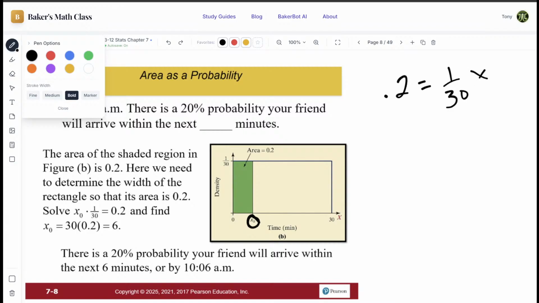Now think back to our algebra class. How do we get rid of multiplication? We divide. However, in this case, we already have a fraction, right? So what's an easier way to get rid of a fraction? Multiply. So we're just going to multiply both sides by 30, and X comes out to 6. So between now and 6 minutes, my friend has a 20% chance of arriving.